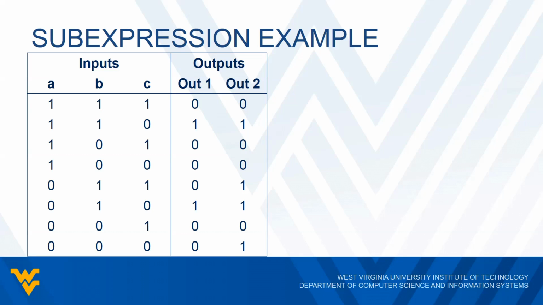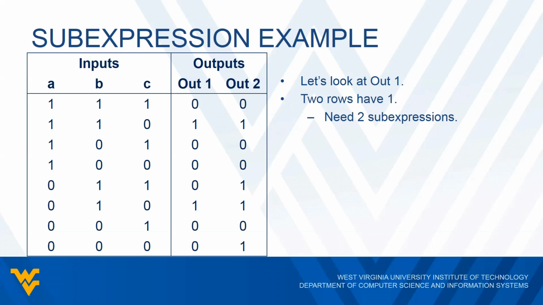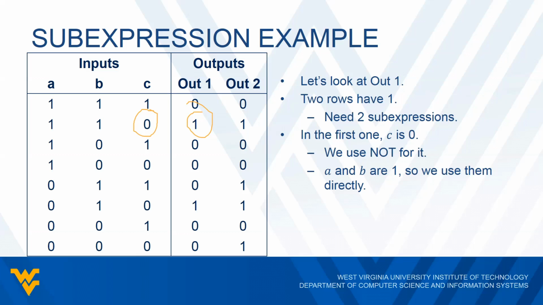Let's take a look at our truth table again. For this example, we'll just look at only output 1, or out 1. If we scan down this entire column, we see that we have 2 different 1s, which means we'll need 2 different sub-expressions to handle these 1s. Let's take a look at the first one, right here. In this row, if we look at A, B, and C, only the C is 0. So this is 0, which means we need to use the NOT operator on it, turning it from 0 to 1. The A and B in this row are already 1, so we don't need to make any modifications to them; we just leave them alone. So what we should now have are 3 different 1s, and we can put them all together.